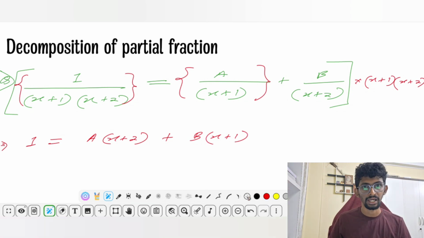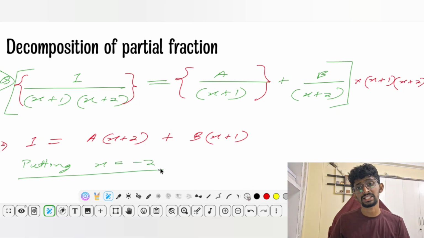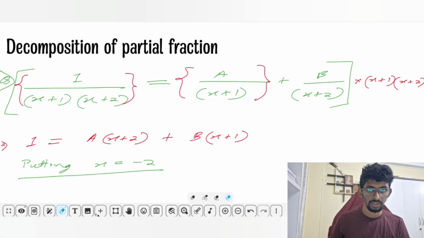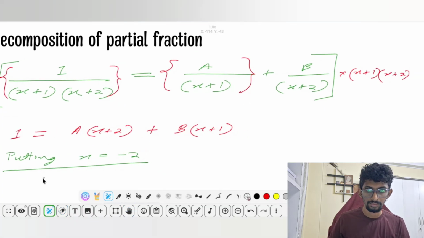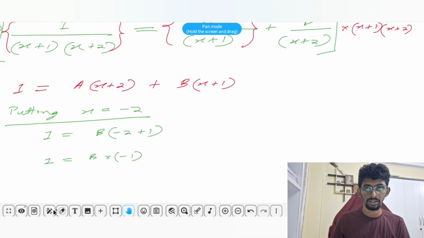There are two ways. Either you can equate the coefficients of LHS and RHS, or you can do one thing. In this one, you can put x equals to minus 2. See, now if you put x as minus 2, this part will become 0, because 2 minus 2 is 0, and 0 times a is 0. So we will get 1 equals b times minus 2 plus 1. That means 1 is equal to b times minus 1. So b is nothing but minus 1.